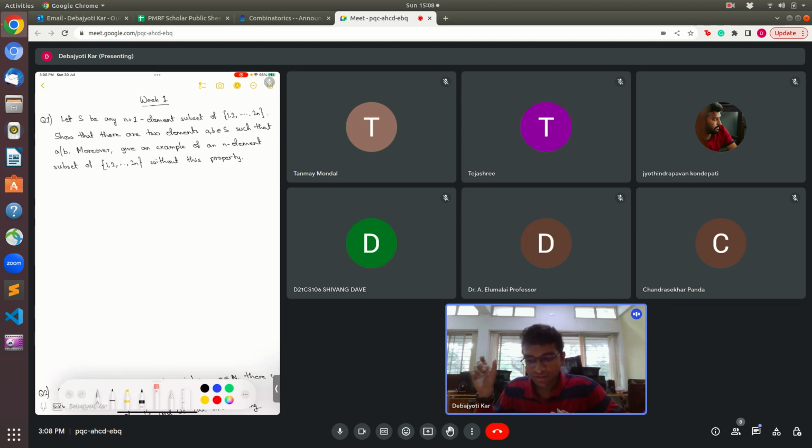So the first part, what is it asking us? That among the first 2n natural numbers, if we pick any n plus 1 numbers arbitrarily, then there always must exist two numbers A and B such that A divides B. Okay, so how do we solve this?